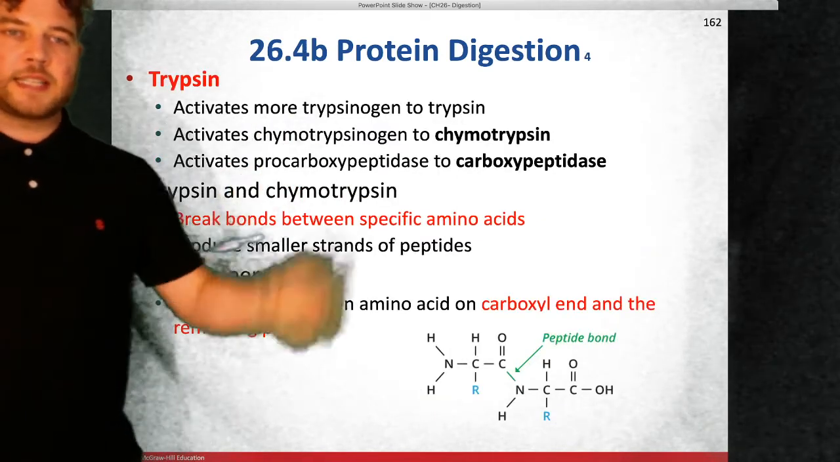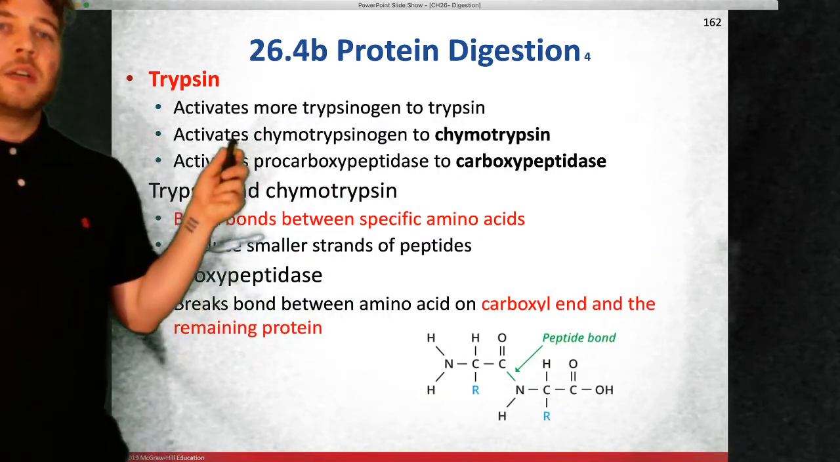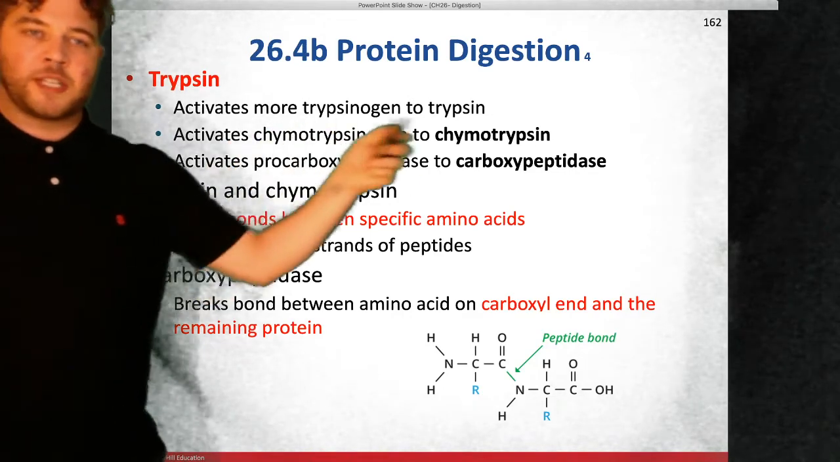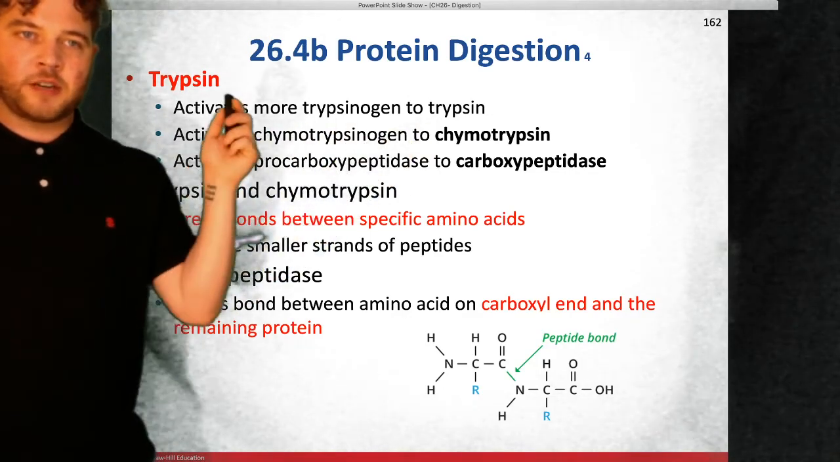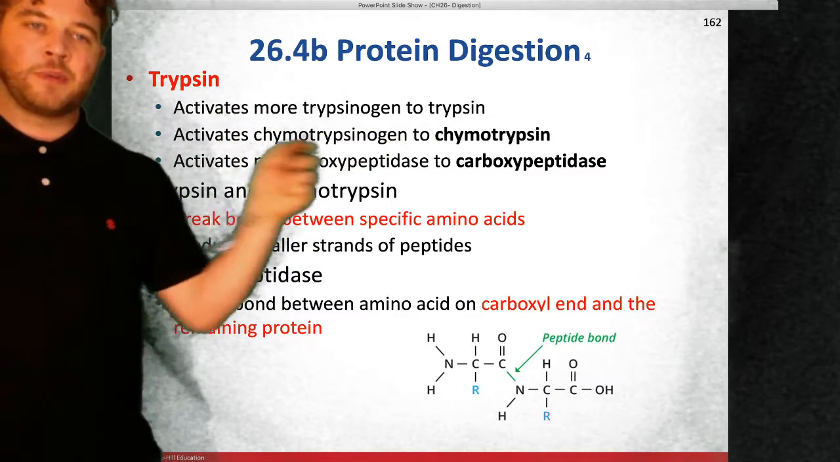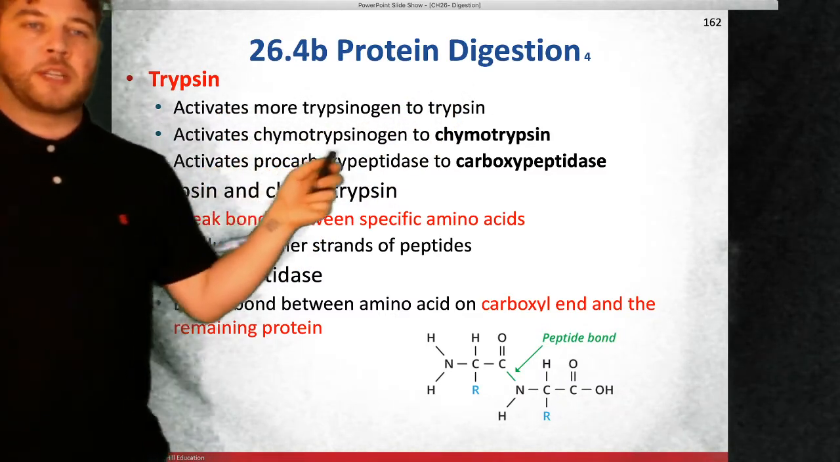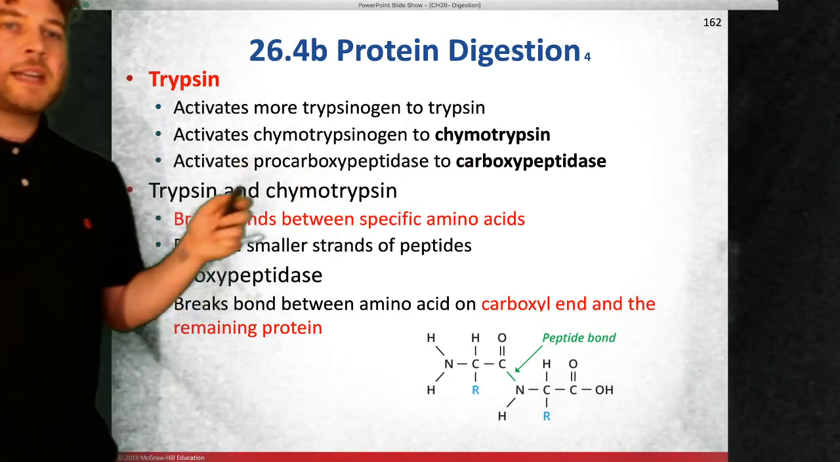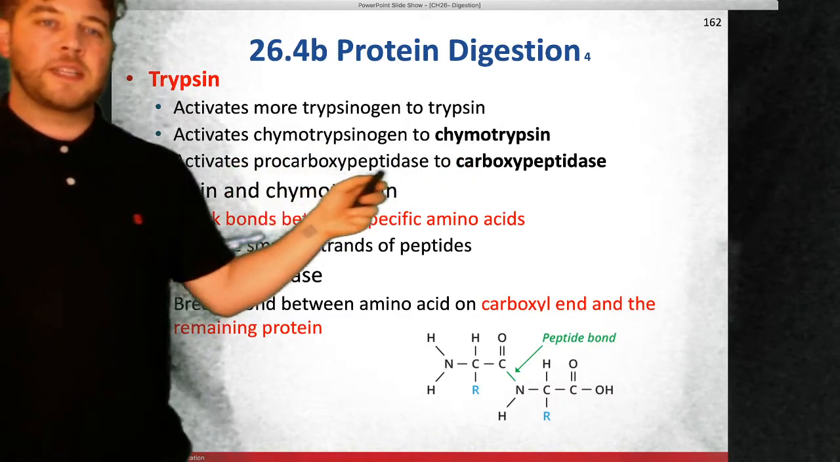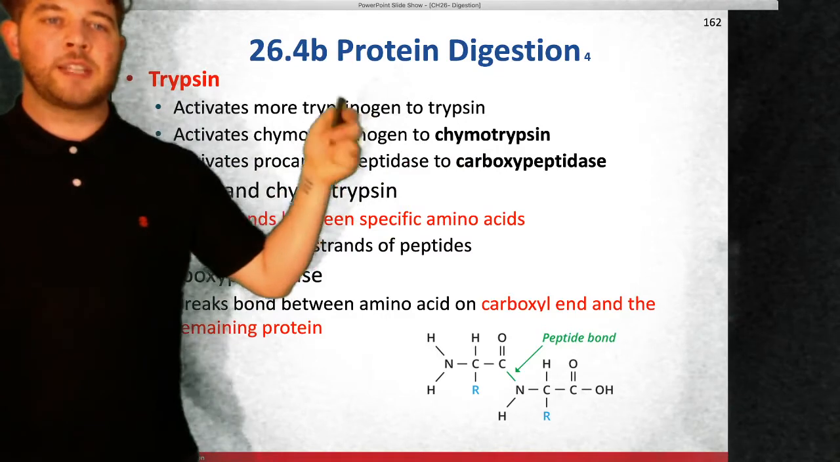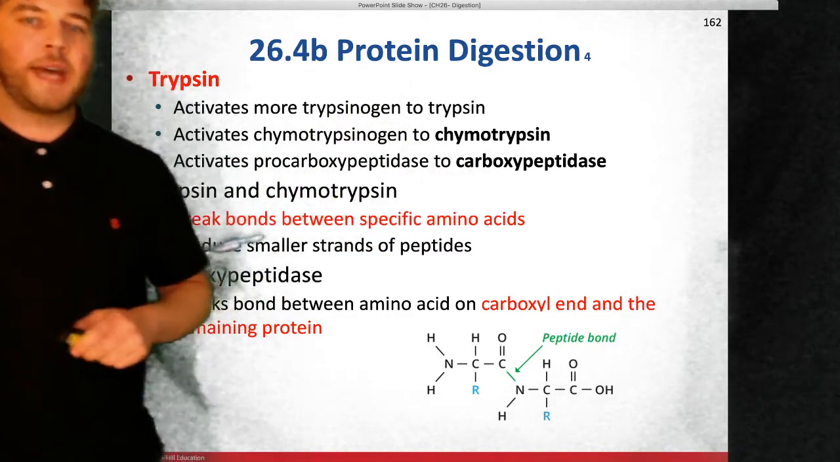So here is a cascade of things that are going to happen. Trypsin activates more trypsinogen to trypsin. Enteropeptidase starts by activating trypsinogen to trypsin. That will then activate more. Trypsin will activate chymotrypsinogen to chymotrypsin, and it activates procarboxypeptidase to carboxypeptidase. So it activates all three of these, kind of acts like a cascade to do that.